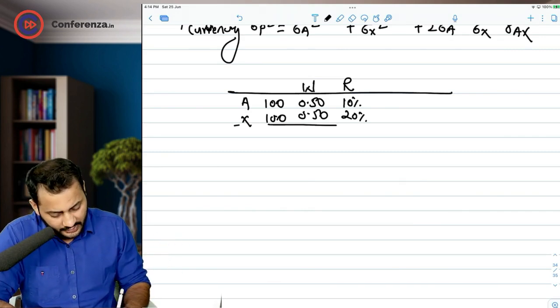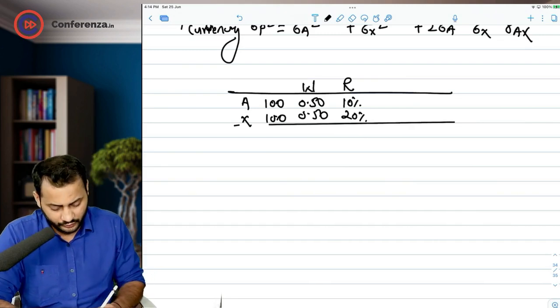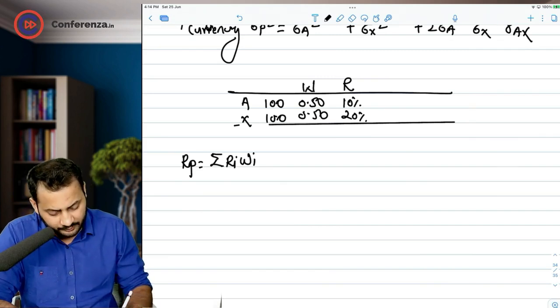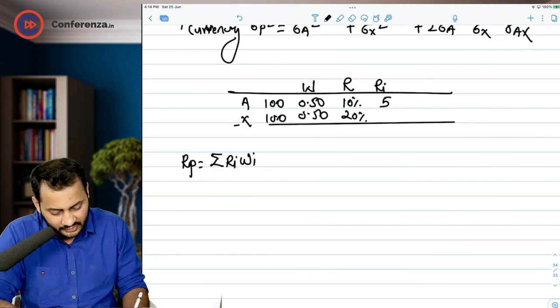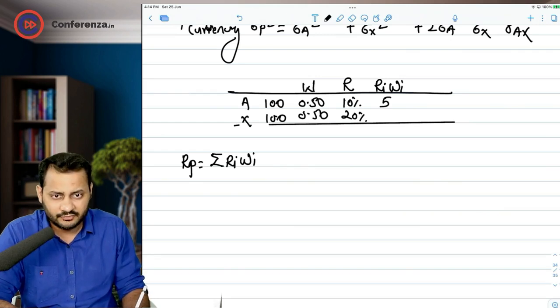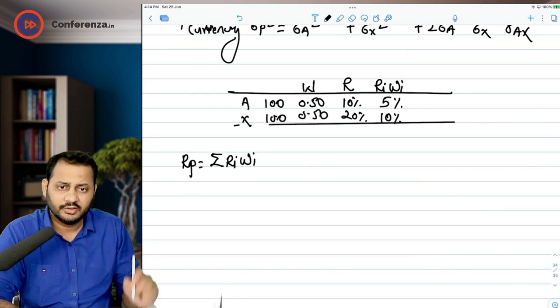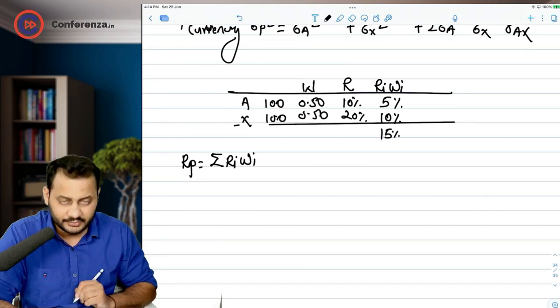Now, if I want to calculate the portfolio return, what will you do? We have learned that the return of the portfolio is nothing but individual return multiplied by individual weight and then summation. So 10% into 0.50 will give us 5. If we multiply the return of A with the weight of A, it will give us 5%. Then this will be 10%, 20% into 0.50, and the total of it will be 15%.